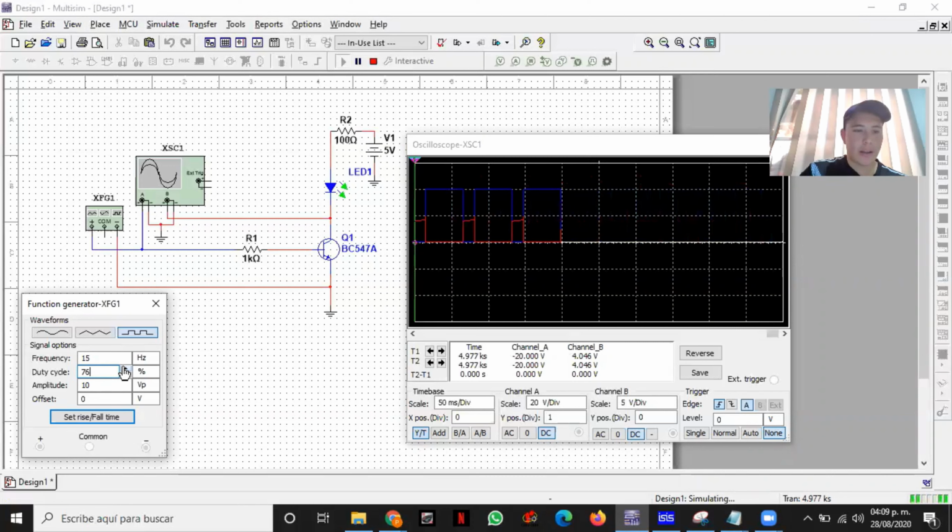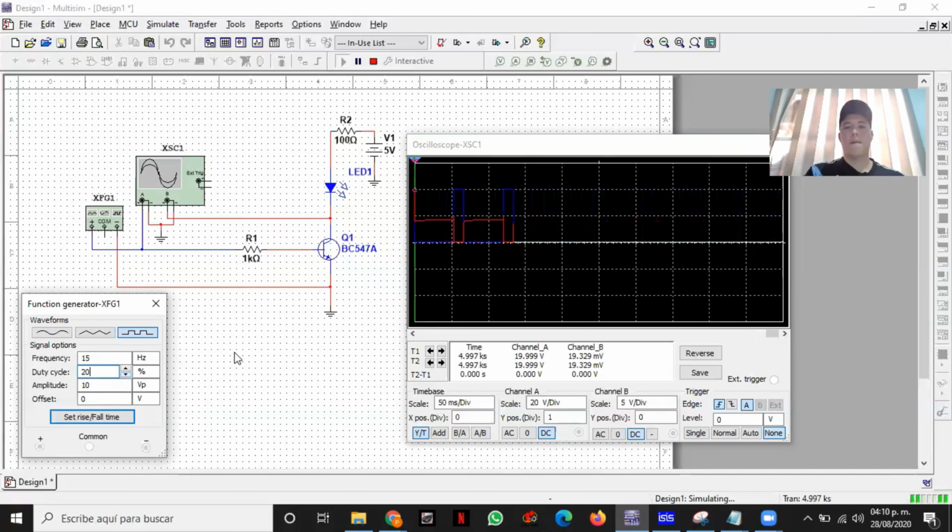And I'm going to stop here. Just look, the blue signal starts to increase the time that it passes in the high state. And just as an example, I'm going to reduce it and look at the LED, it starts on and blinking very fast. And I'm going to decrease it to see again what is happening. Just look at the blue signal and you can see that the time it stays in low increases.